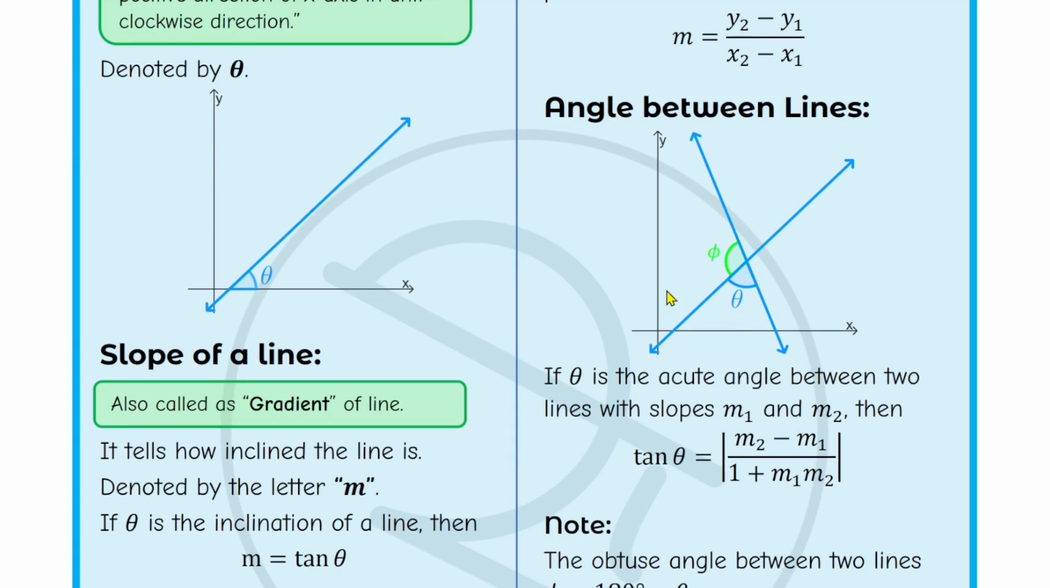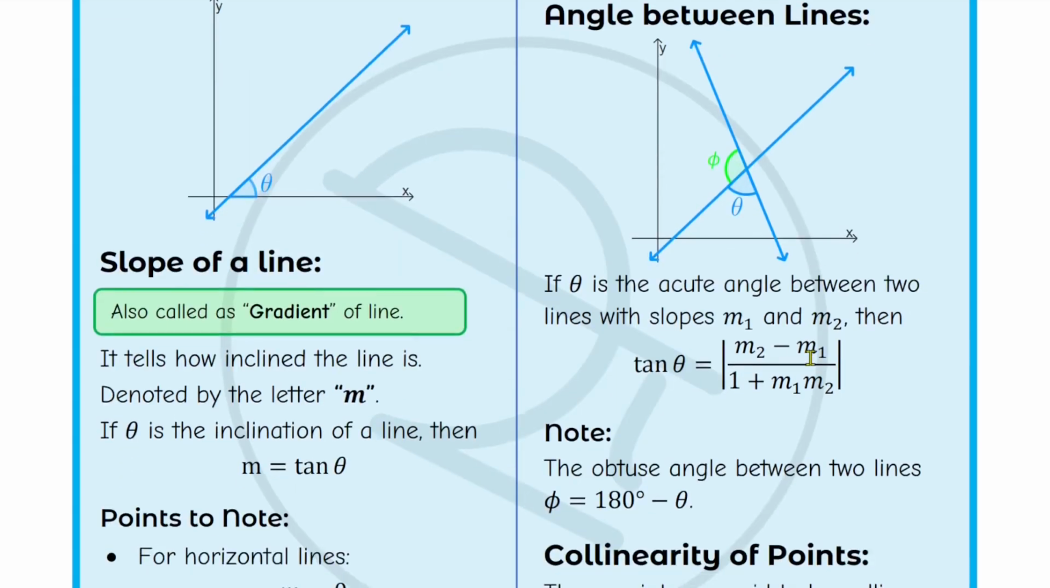And if theta is the acute angle between two lines with slopes m1 and m2, the slope of the first line being m1 and the second line m2, then we have tan theta is equal to modulus of (m2 minus m1) by (1 plus m1 m2). And now if you know the acute angle, you can easily calculate the obtuse angle, right? It is nothing but 180 minus theta.